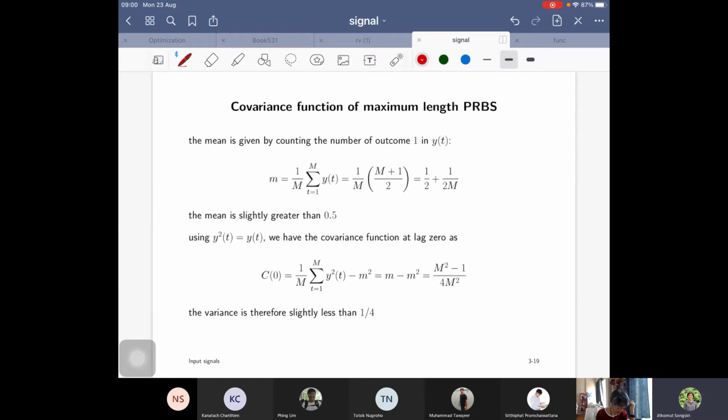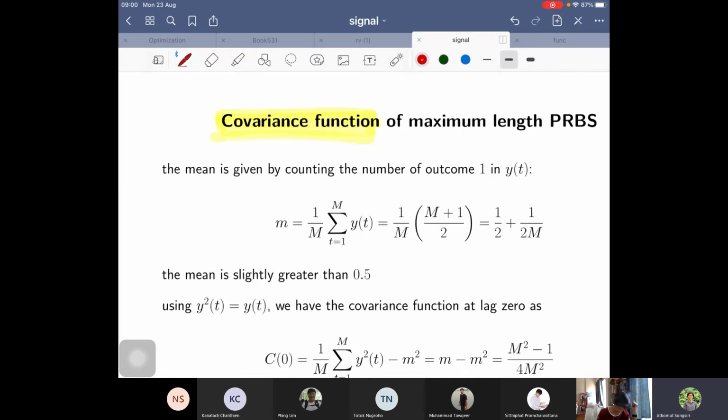Why do we need to compute the mean? Of course, the goal is to derive the covariance function. Let me recall, if you reviewed the video on the stochastic process, what is the covariance function? Can I get the definition? Totok? Yes, what is the definition of covariance function?